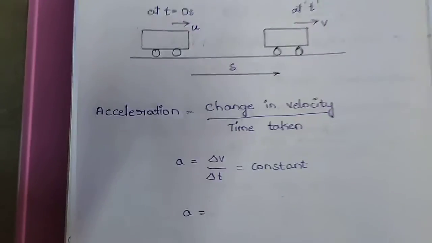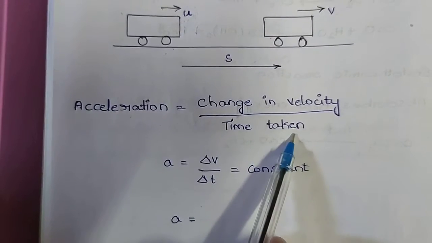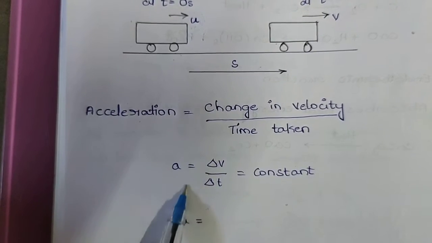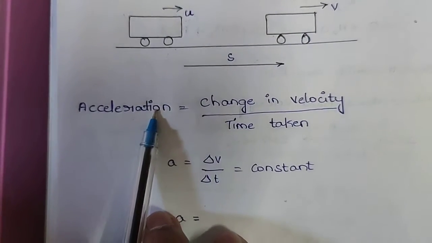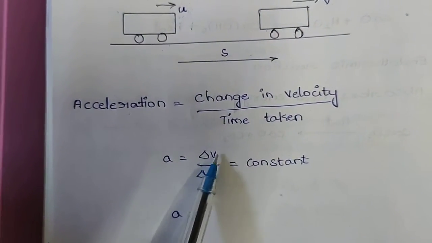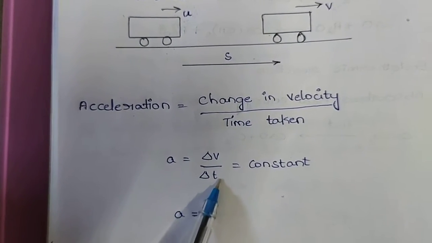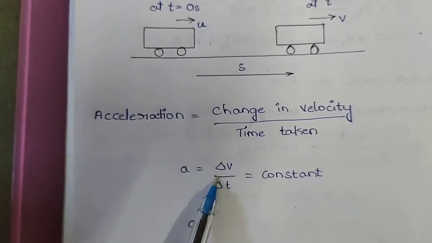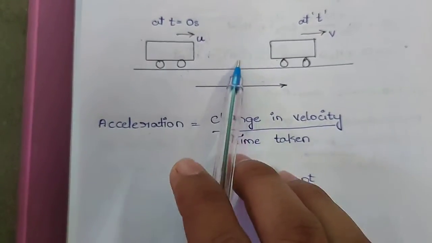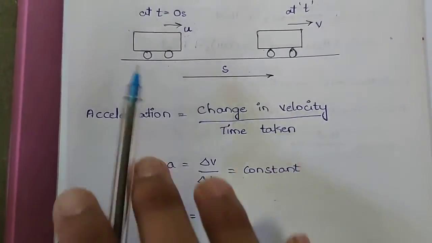Displacement is represented by small s. Now see, we know that the formula of acceleration is change in velocity by time. Acceleration can be denoted as small a, change in velocity as delta v, and time taken as delta t, and let us consider it is constant. The vehicle is moving with uniform acceleration, which means the acceleration is constant throughout.